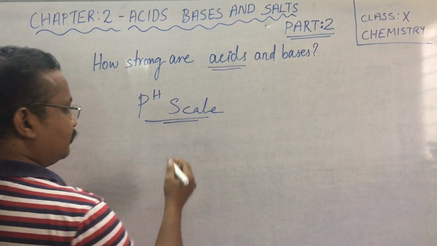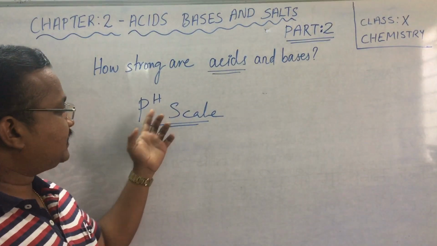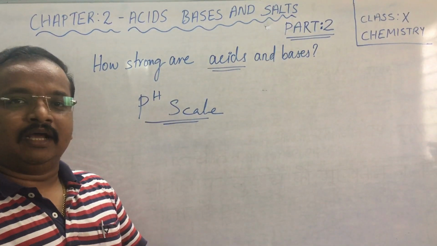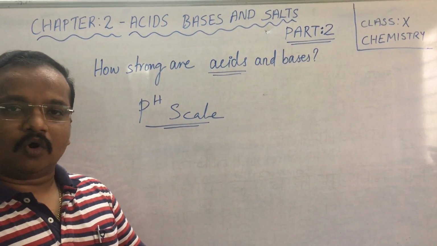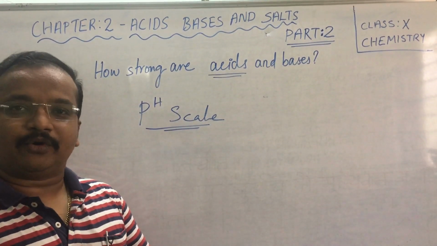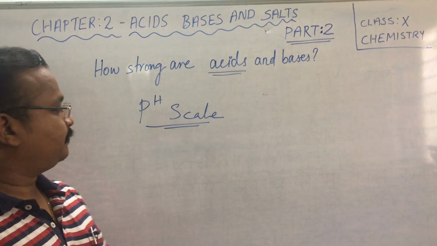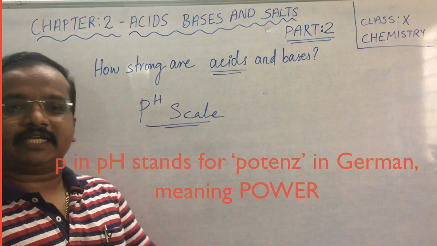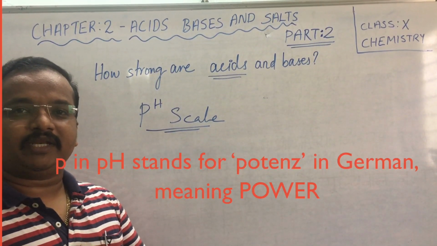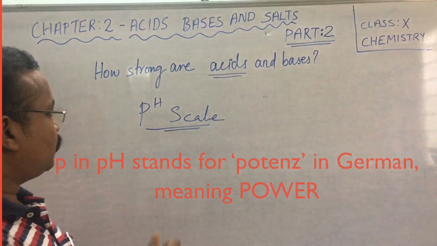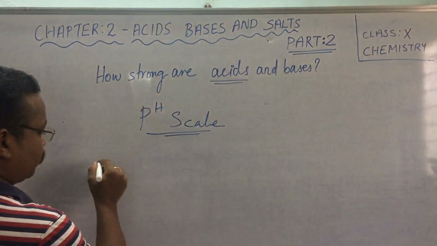Let me explain what pH means. The pH scale actually indicates the hydronium ion concentration, or we can say the power of hydronium ions in solution. In this, pH stands for potenz, which in German means power. So power of hydrogen ions, or you can also say hydronium ion concentration.